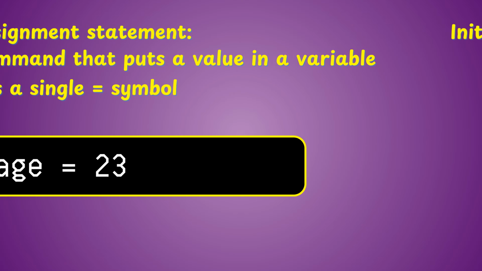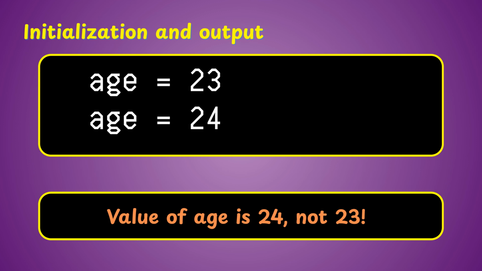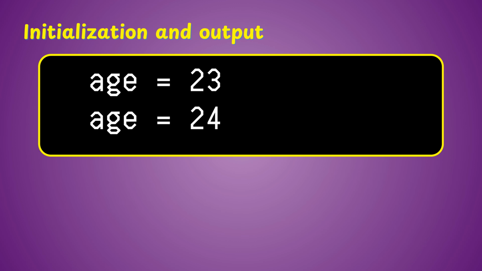If a variable is already initialized and we execute another assignment statement, the new value replaces the previous value. Remember, a variable can only hold one piece of information at a time. If we have something in our cup and we want to put something different in it, we first have to dump it out.